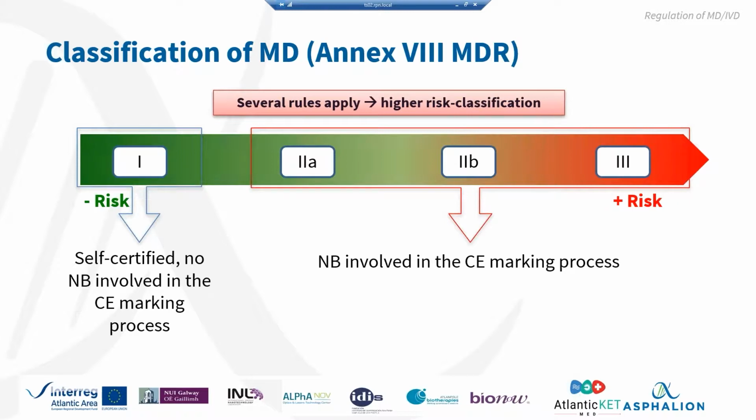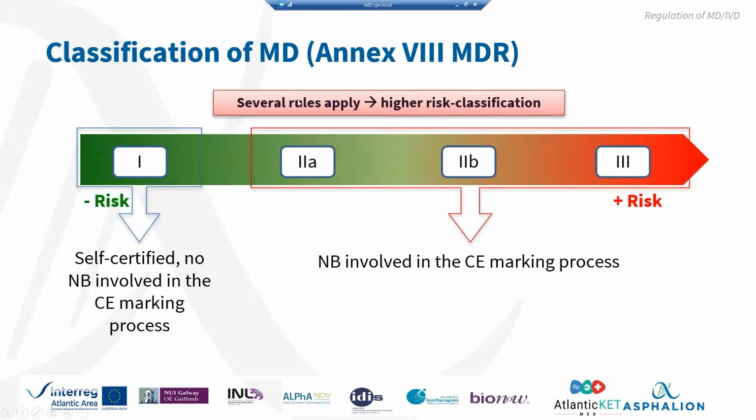The class 1 devices are self-certified, as we were saying before. They will not require the involvement of a notified body for the CE marking, while the others, 2A, 2B, and 3, will require a notified body for the CE marking. There are specific cases of class 1 devices, such as class 1 sterile or with measuring function, that do require notified body activity, but only to assess particular parts of the technical documentation, such as the sterilization process or the measuring function.